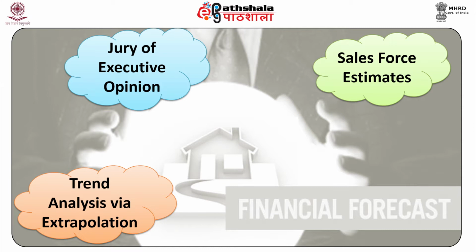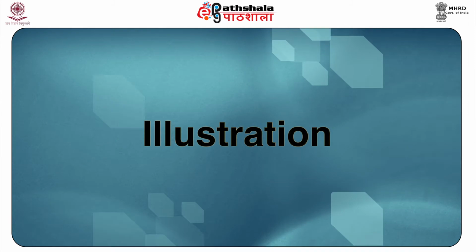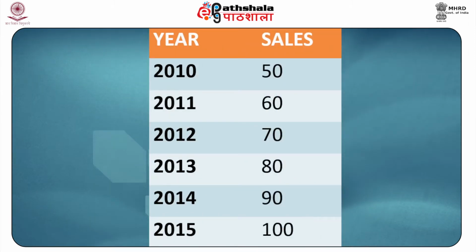There are various methods by which this trend, if present, can be analyzed. The line of best fit, moving average method, method of least squares are some ways of forecasting if there is a regular trend, and ratio comparison and some more methods are applicable if there is a seasonal trend. Illustration. Let the sales for the 6 years beginning 2010 be given as under.